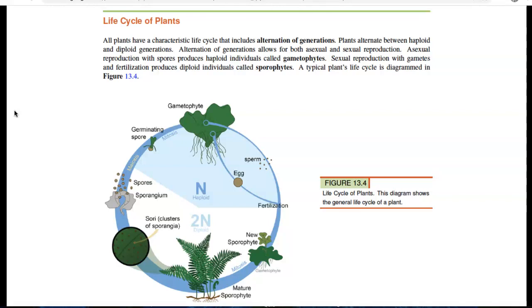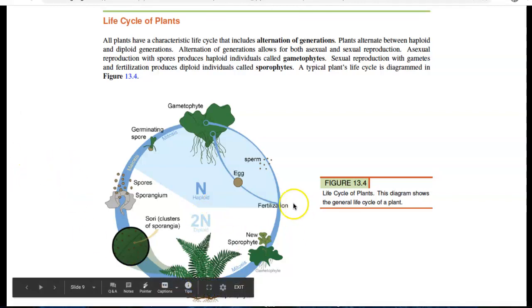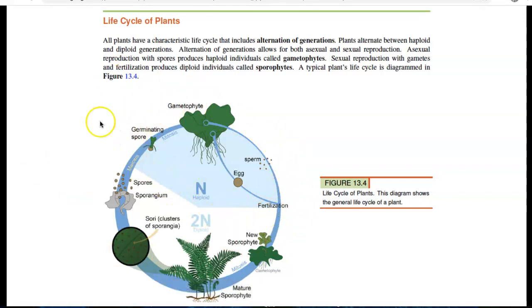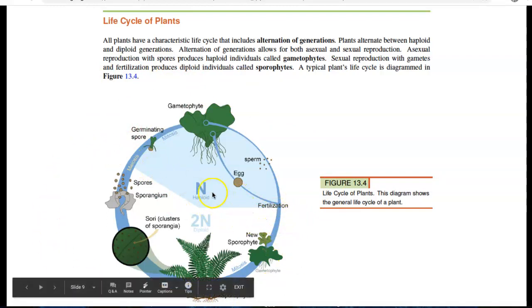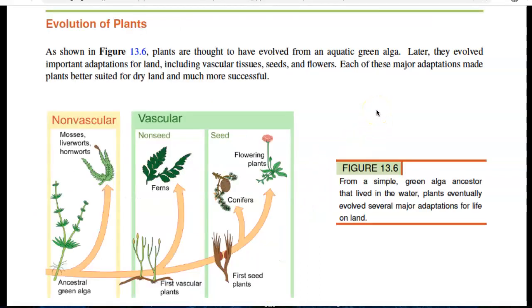Asexual reproduction with spores produces haploid individuals, which are called gametophytes, and sexual reproduction with gametes and fertilization produces diploid individuals called sporophytes. So if you take a look at this diagram, this is the upper half. The light blue here is how the haploid number is produced. This is asexual reproduction, and sexual reproduction is down here, where the diploid number of chromosomes is produced.